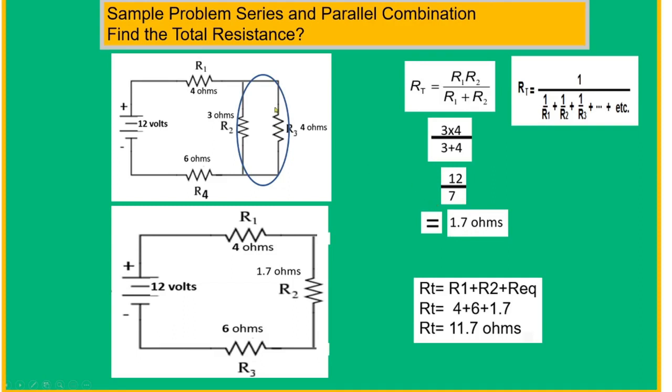After this, we're going to collapse this circuit and make it a simple circuit. See this one? It is a very simple circuit. All we need to do is just sum it up: 4, 1.7, and 6 ohms. RT is equal to R1 plus R2 plus R equivalent, 4 plus 1.7 plus 6 ohms. Our RT is equal to 11.7 ohms.